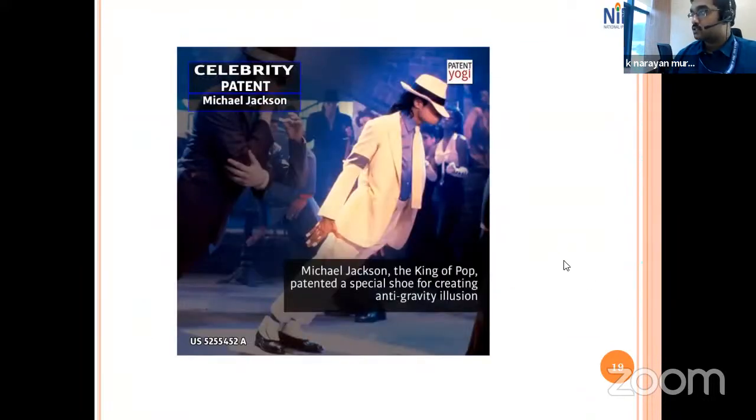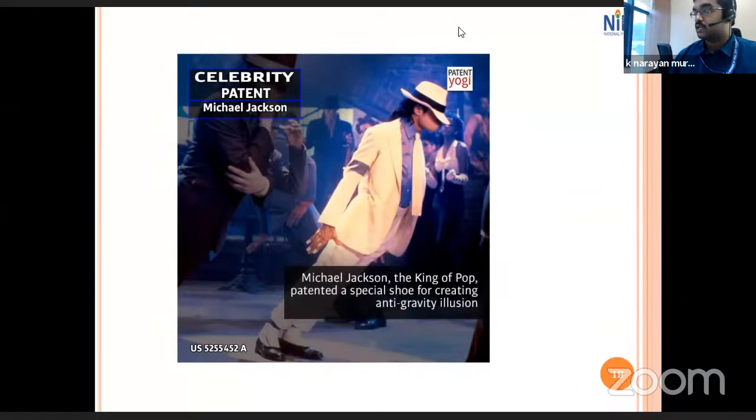This is a celebrity patent. So what is a celebrity patent? Michael Jackson, the king of pop, had patented a special shoe for creating anti-gravity motion. Any pop song lovers, can you tell me the name of the song where Michael Jackson is performing this dance step? Or you can tell me the name of this dance step also.